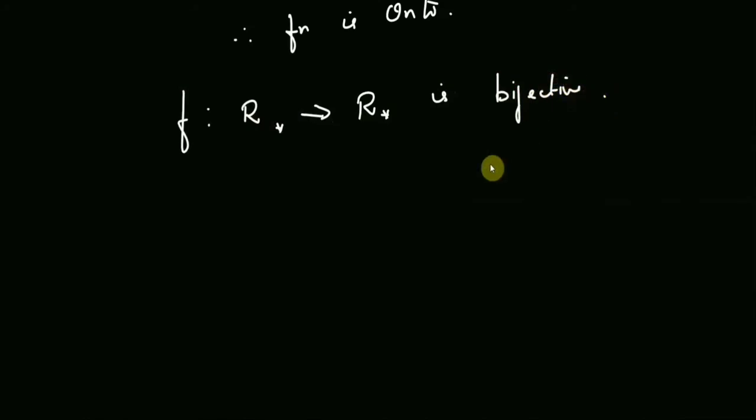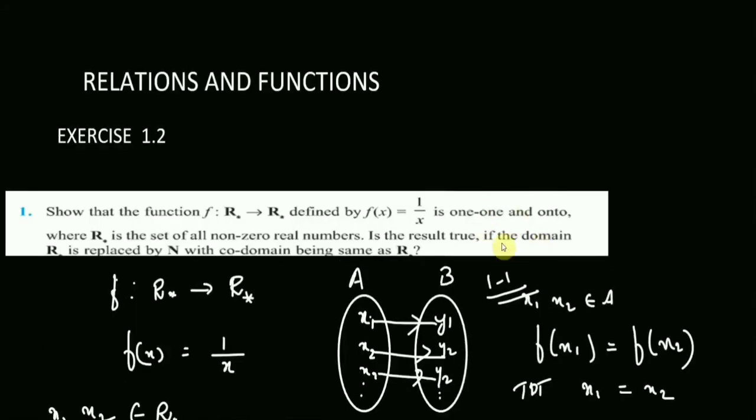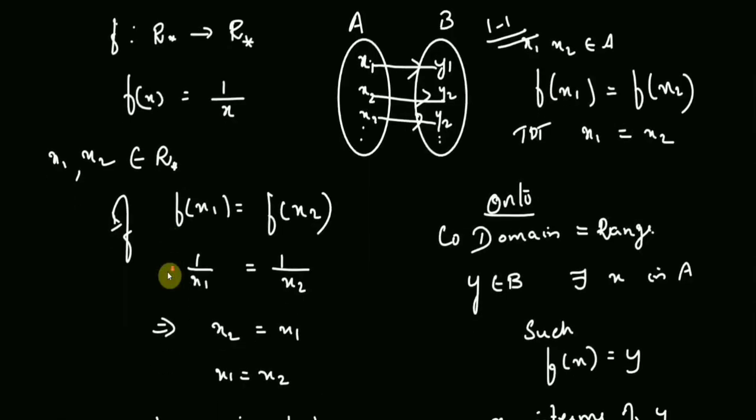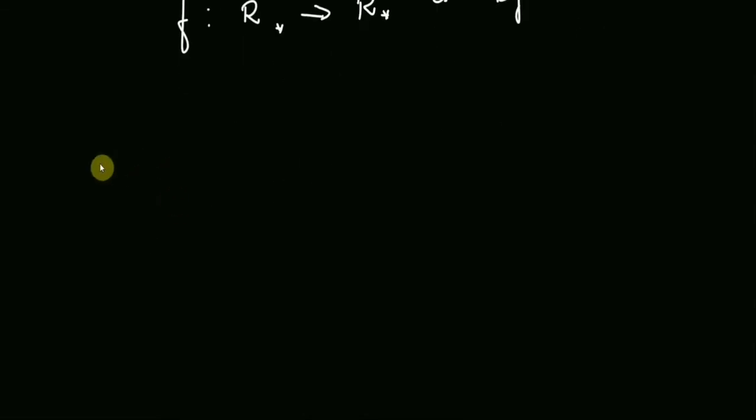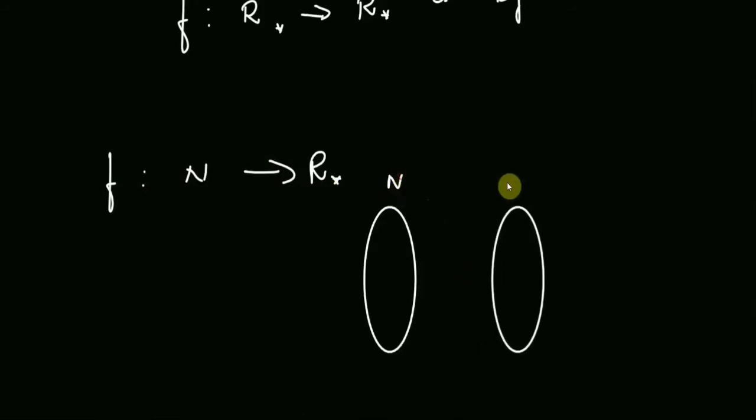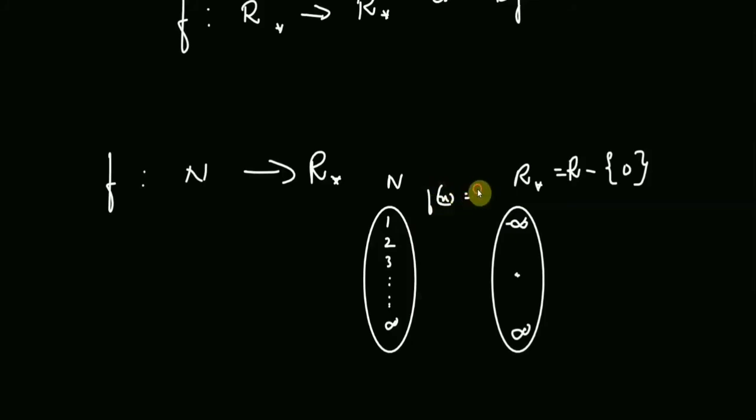Now suppose the second part of the question is, if the domain is replaced by N. That is, the function is from N, natural numbers, to R asterisk. So the domain is natural numbers and this is R asterisk, so 0 is not there. Now is it 1-to-1? What is the function here? The function f of x is 1 by x.